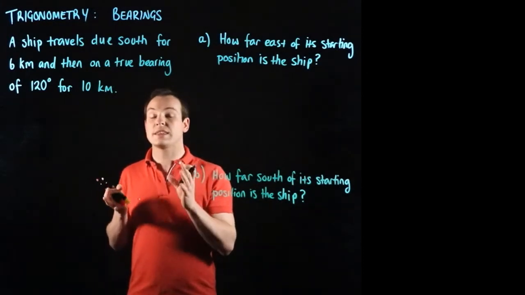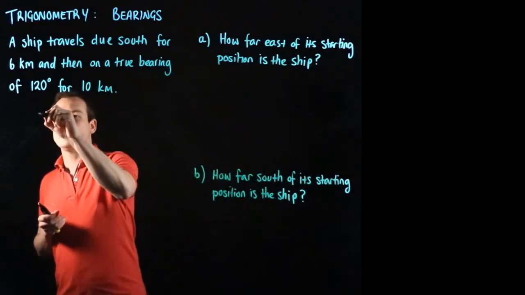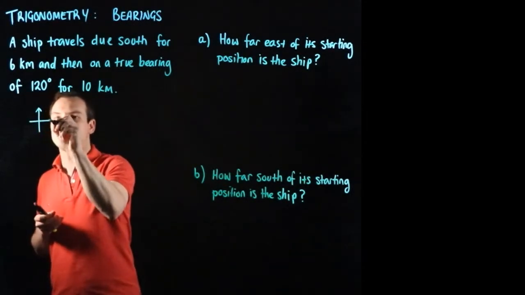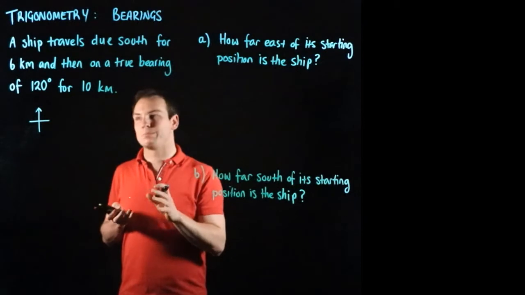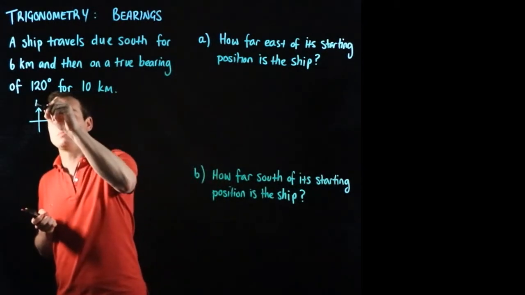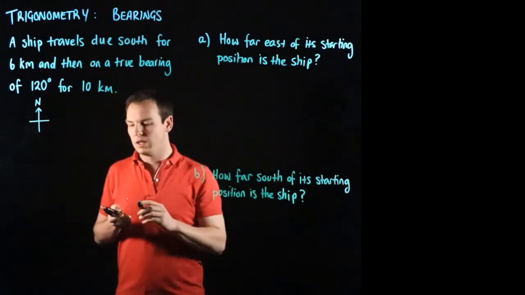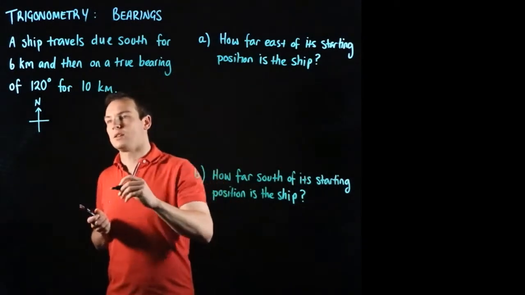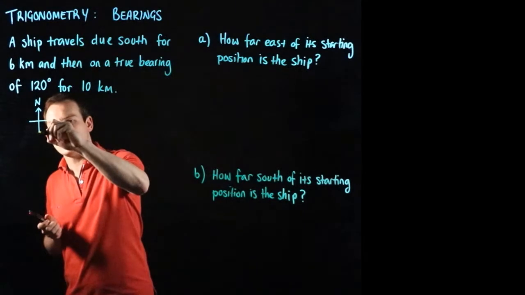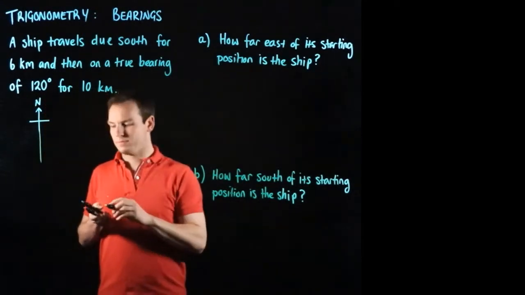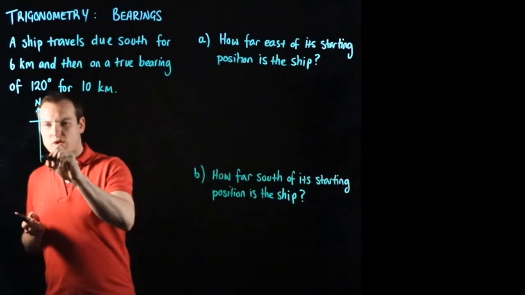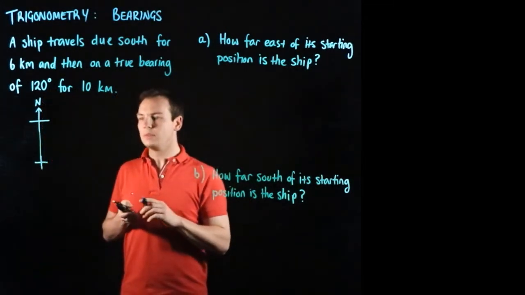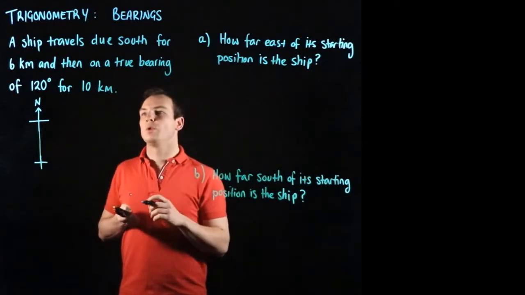So to set this up, we're going to start with the initial position of the ship. And what I'm going to do is make a little compass here, and that's going to be the starting position. And of course, this would be true north. Then we know that this ship travels due south for 6 kilometers. So that means it's going to go straight down here for 6 kilometers.